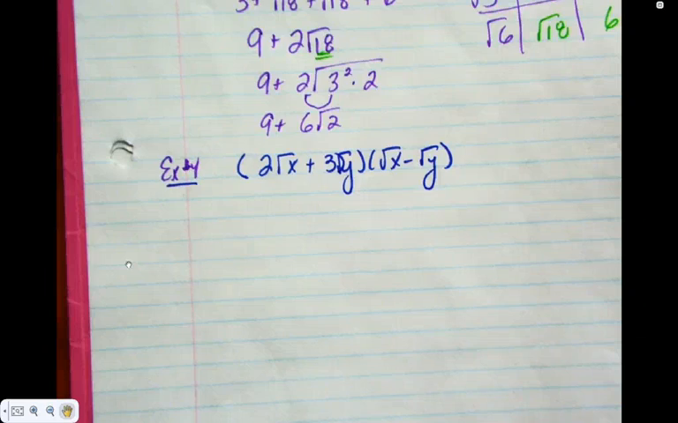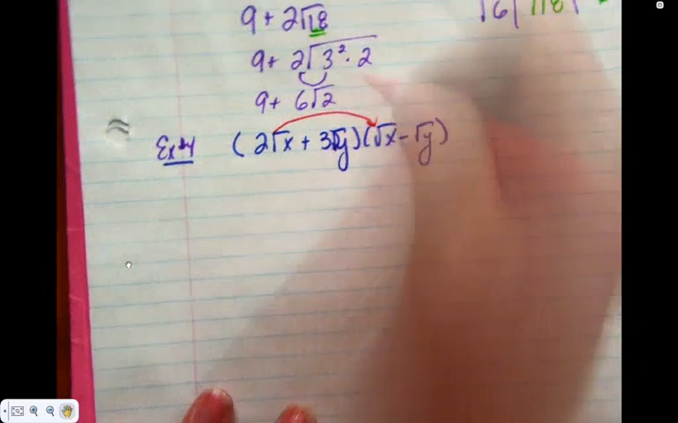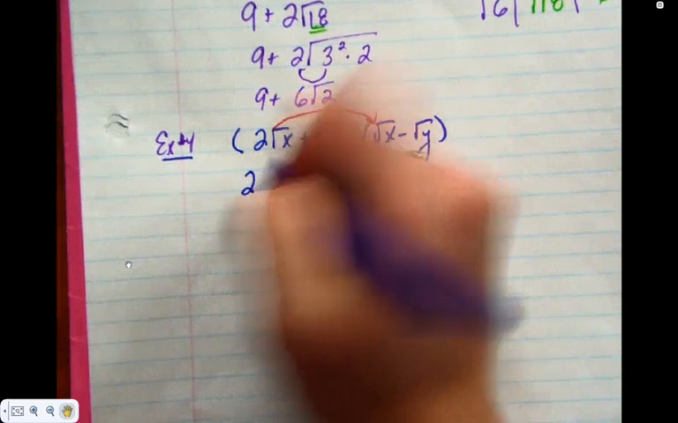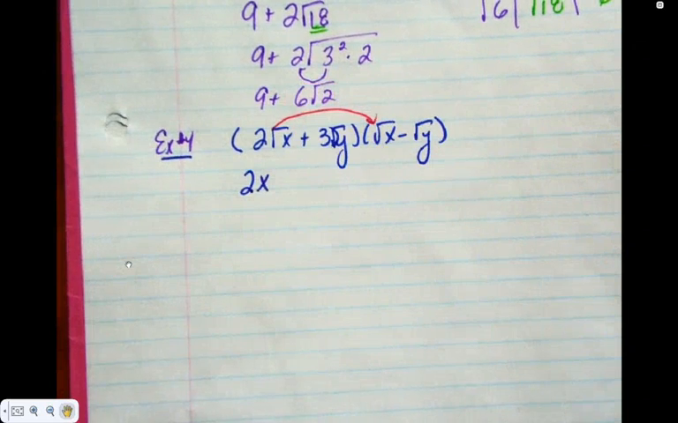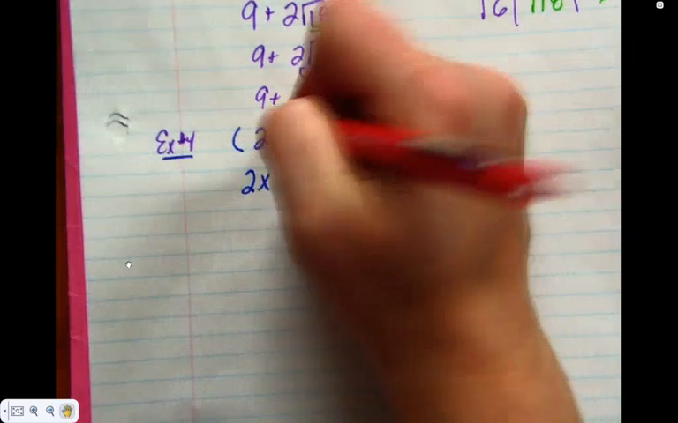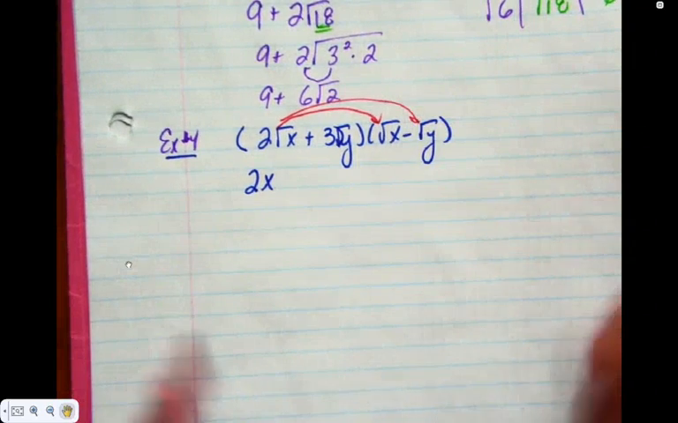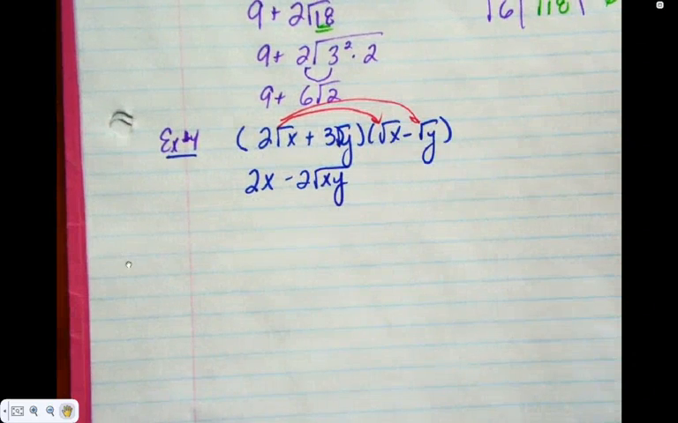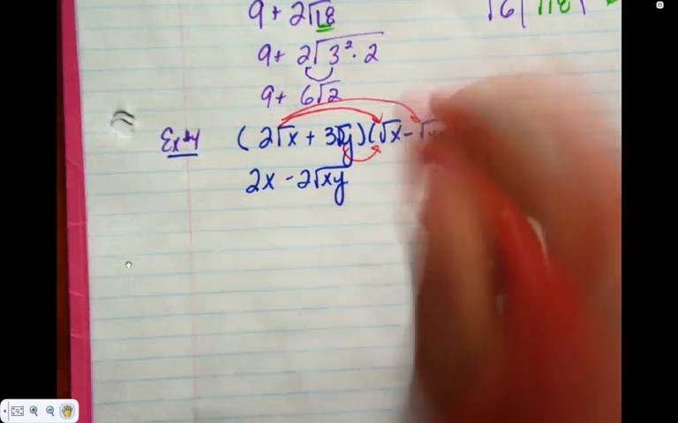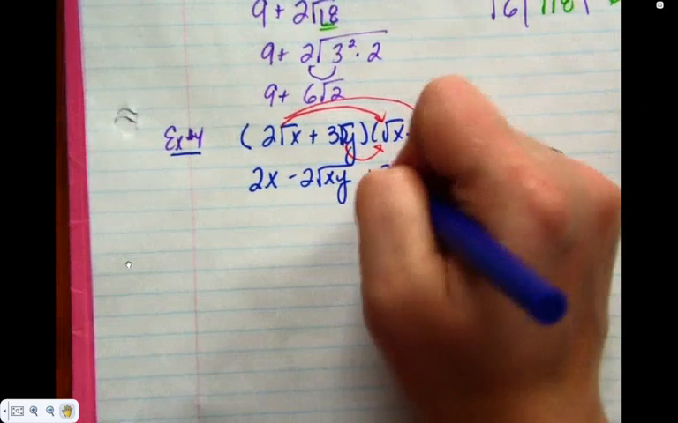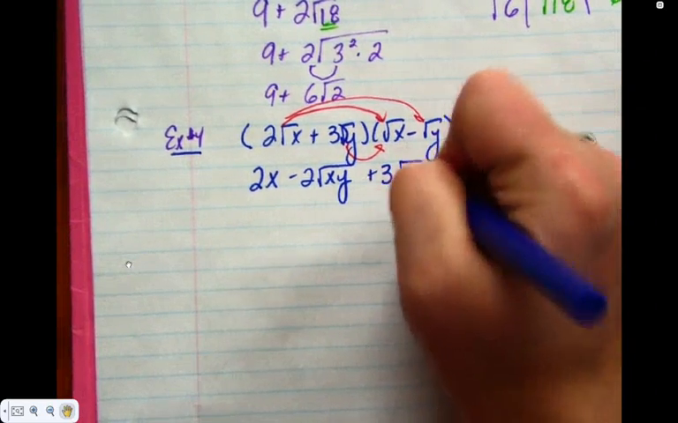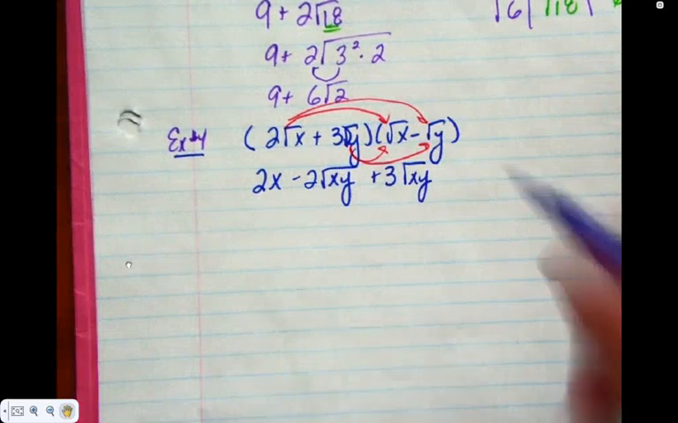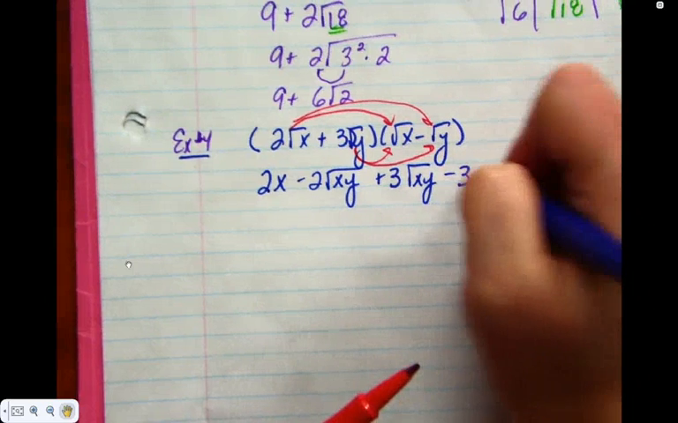I'm going to double distribute because I feel like it. So 2 times imaginary 1 is 2. Root of x times itself is just x. 2 times negative 1 is negative 2. Root x times root y is root xy. 3 times 1 is 3. Root y times root x is root xy. And 3 times negative 1 is negative 3, and root y times itself is y.